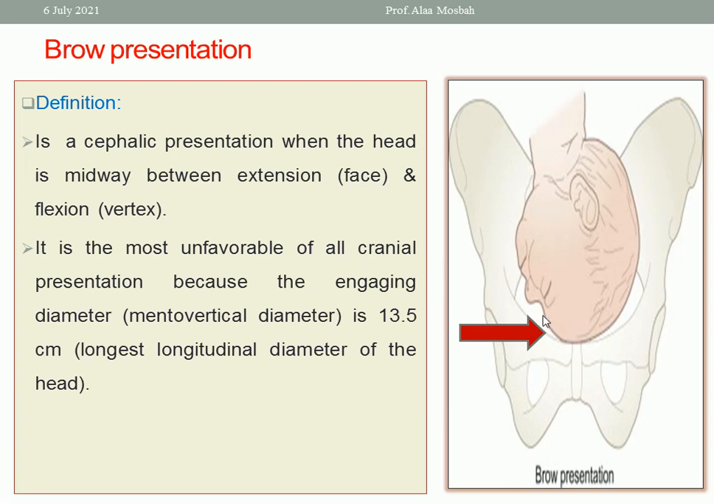It is the most unfavorable of all cranial presentations because the engaging diameter, which is the mento-vertical diameter, is 13.5. This longitudinal diameter is larger than any diameter of the female pelvis. So how can this head descend through the pelvic brim or the pelvic inlet to the cavity? This is a big problem for brow presentation.